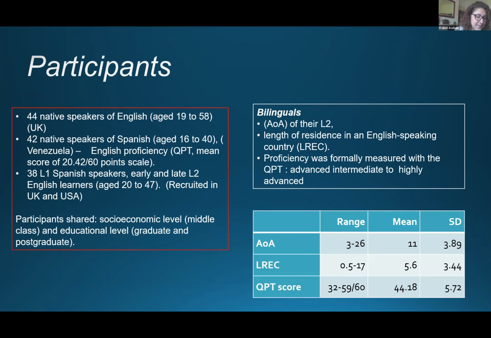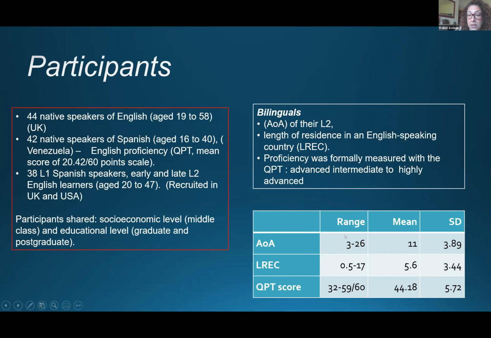So the participants were 44 native speakers of English. These are the monolinguals. 42 monolingual speakers of Spanish, 38 L1 Spanish speakers, early and late acquirers of L2 English. They shared socioeconomic level and educational level. The bilinguals differed in the age of acquisition.